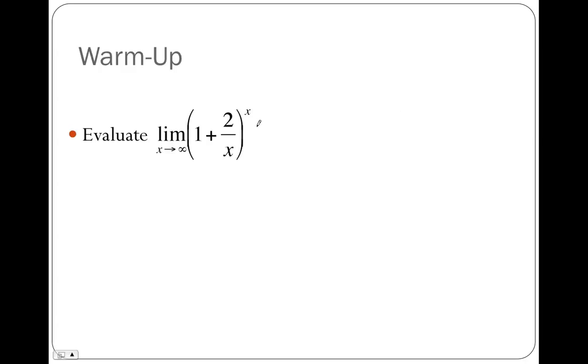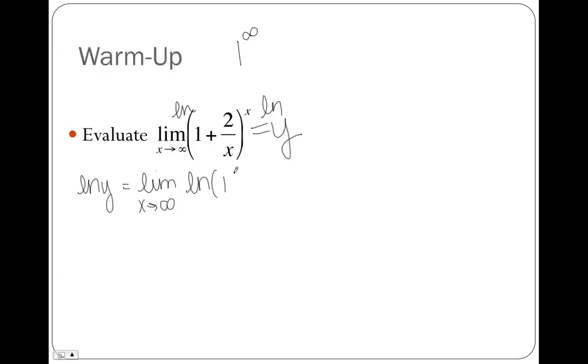All right, I'm hoping you remember the technique that we did yesterday. We started by setting this equal to y, because again, this is a 1 to the infinity indeterminate form. And then we took the natural log of both sides. So what I ended up with was the natural log of y is equal to the limit as x approaches infinity of the natural log of 1 plus 2 over x to the x power. But I'm going to move that x power out front following my log rules, okay?